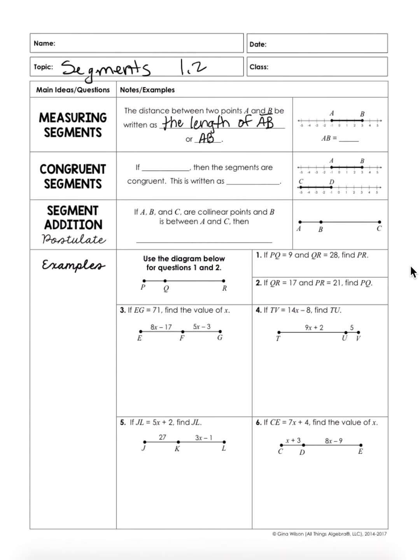So like if I was looking at this picture right here, I would count from A to B, 1, 2, 3, 4. Okay, so that distance, that length of AB is 4. Okay, now if the length of AB equals the length of CD, then the segments are congruent.